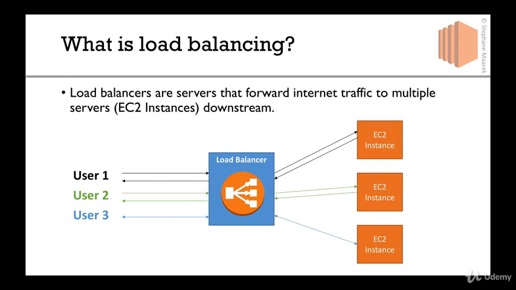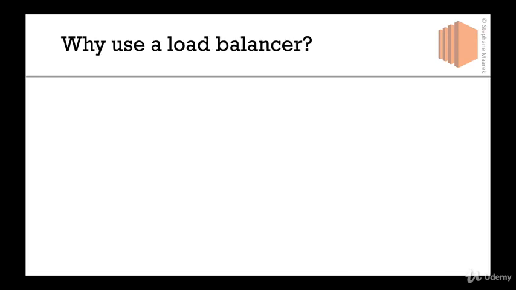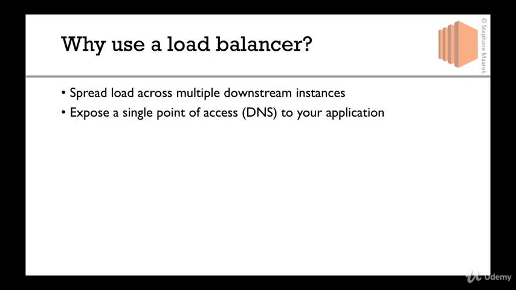Now you can see, you can have 1,000 users and say 5 EC2 instances, but the whole purpose of the load balancer in this case is really to balance the load across many EC2 instances for you. The advantage of this is that now you can start scaling your application. So why would you use one? Well, you want to spread the load across multiple downstream instances.